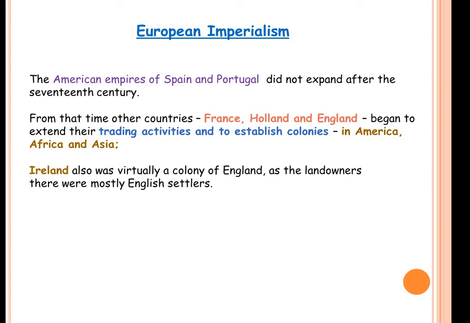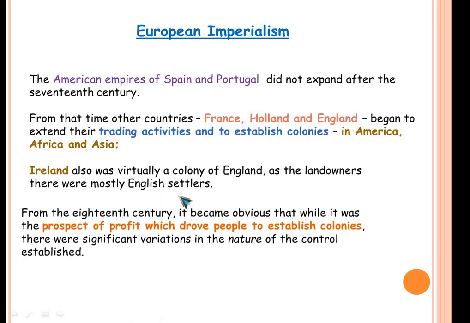And we already know that Ireland was a colony of England, and most of the landowners in Ireland were English settlers. Now, from the 18th century, what happened? It was really obvious that it was only because of their interest in profit that the natives were driven from their own colonies. There were a lot of significant variations which could be felt in the society and in the economy. They started expanding, and it was their interest in profit which drove the natives from their own land. So that is something which is very important.